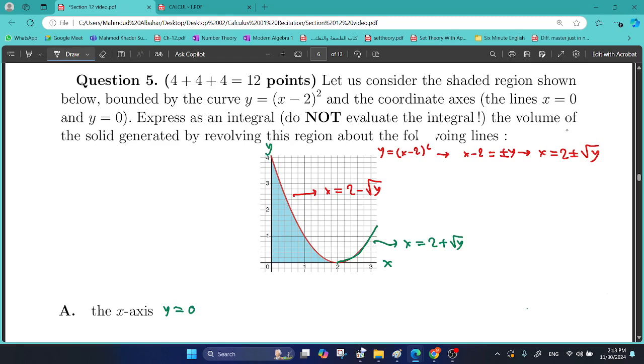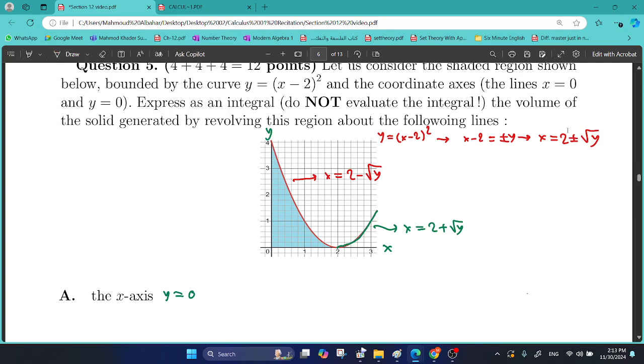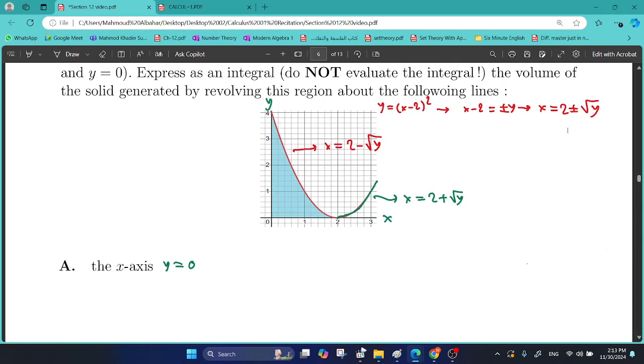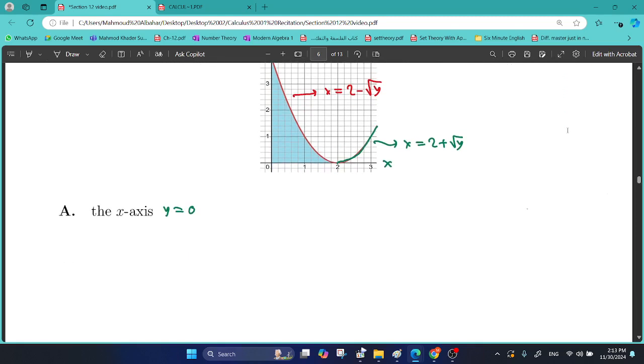And we don't have, not to this degree, we don't have this O here, okay? Anyway, we will solve in red. These are the lines that we will find the volume by revolving the region around them, okay?